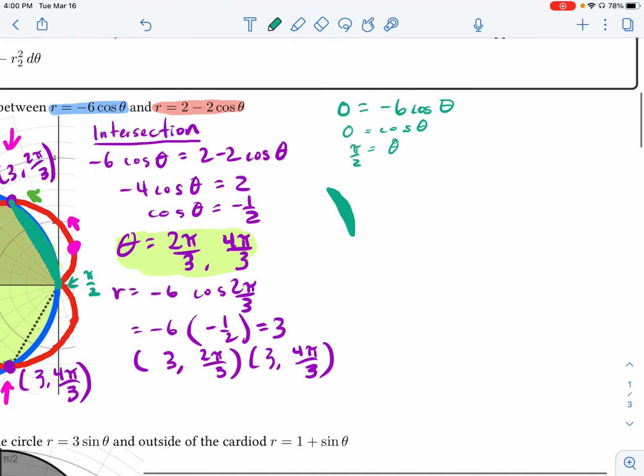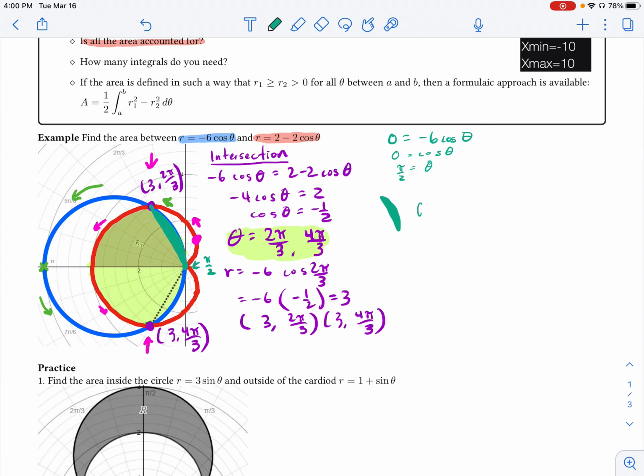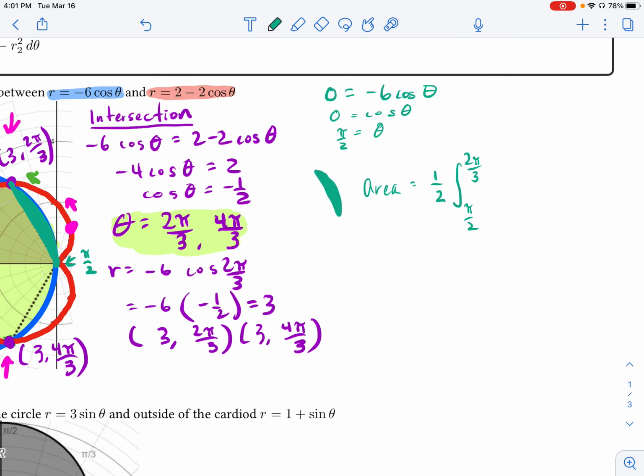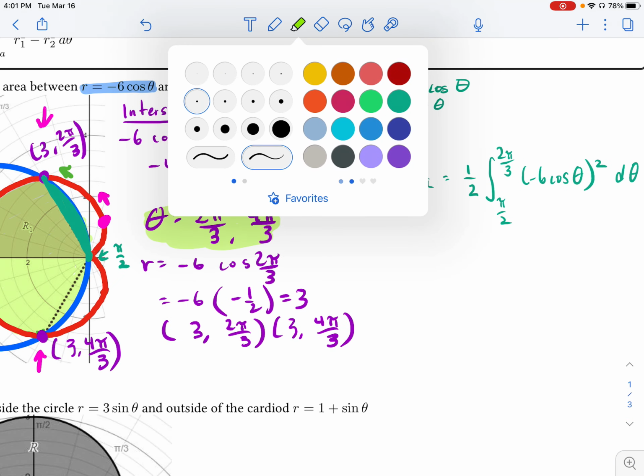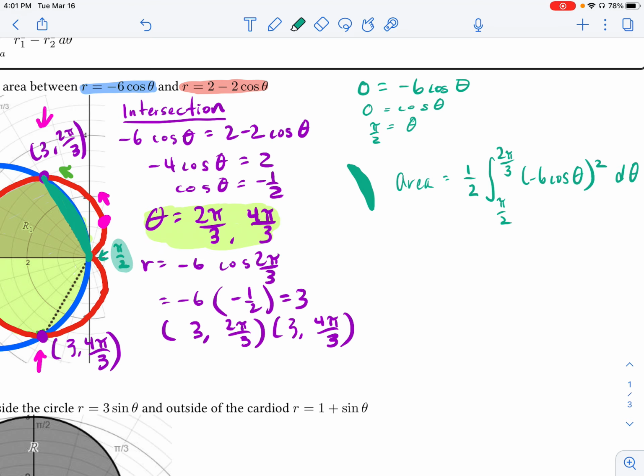Okay, so I would say that the area of this region is the following. The area of that region that we just highlighted there is 1/2 the integral from pi over 2 to 2 pi over 3 of my r function. We're integrating the part for the circle, so that's (-6 cosine theta) squared d theta. This is, again, just the area of a sector that we are integrating from pi over 2 to 2 pi over 3. So let me switch that over again. So from pi over 2, which is right here, to 2 pi over 3, which is right over there. And that's going to give me that region.